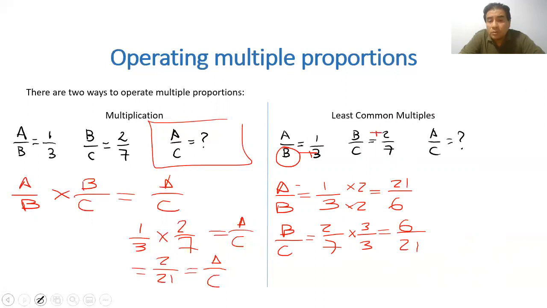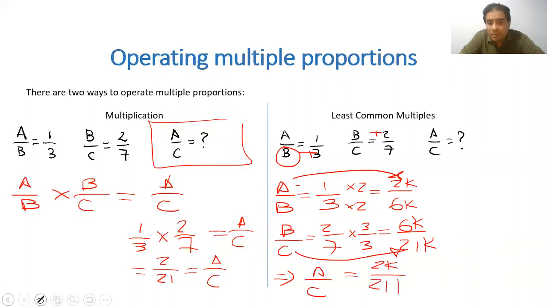And now we use a common K for everything. So I just say, okay, if A equals 2K and C equals 21K, then A over C is 2K over 21K, and that is 2 over 21. And that's it, right? So we have two methods to find what they ask you.